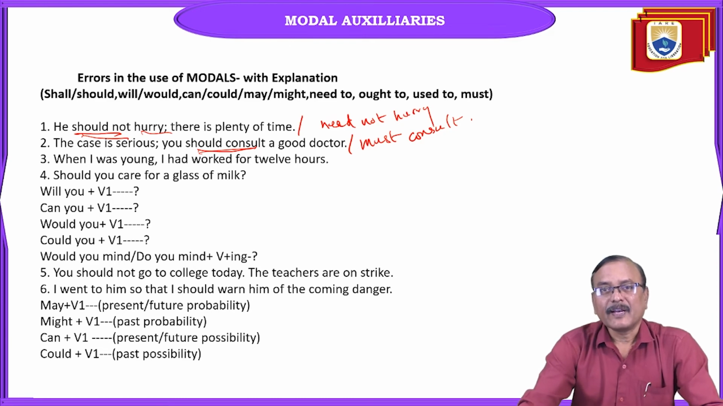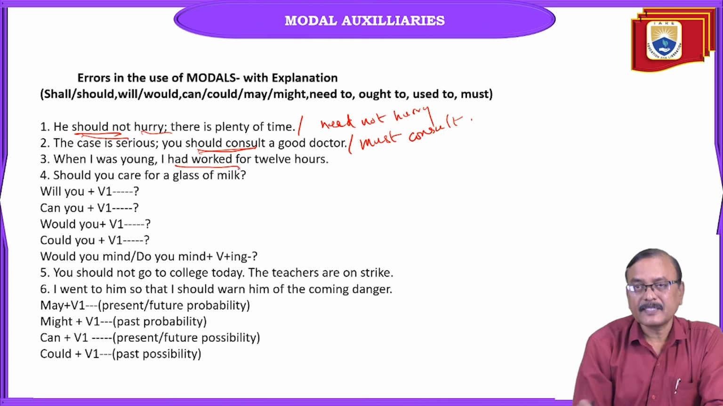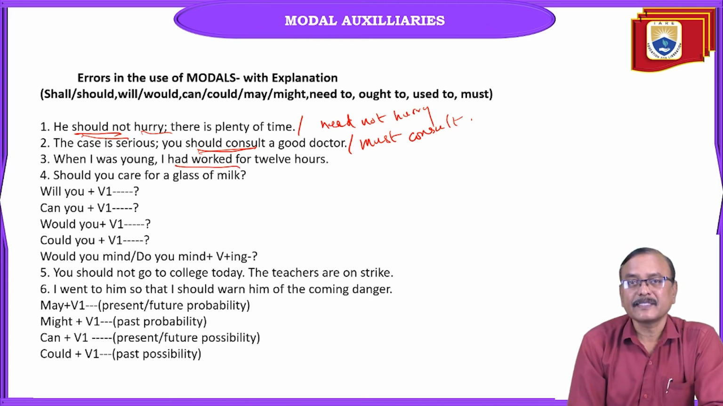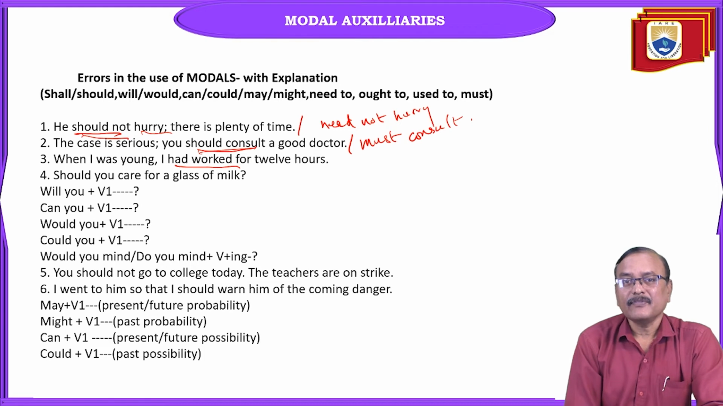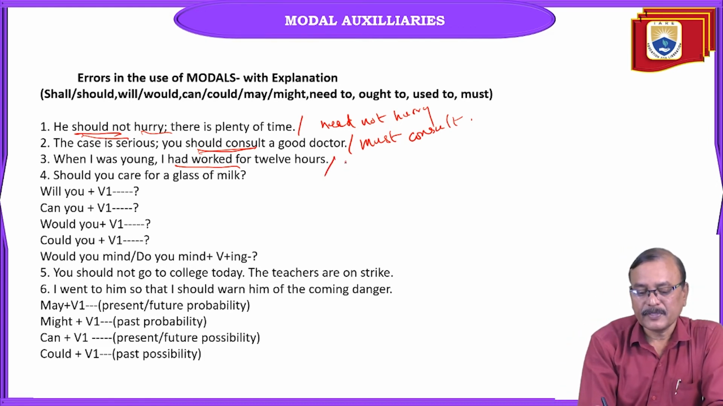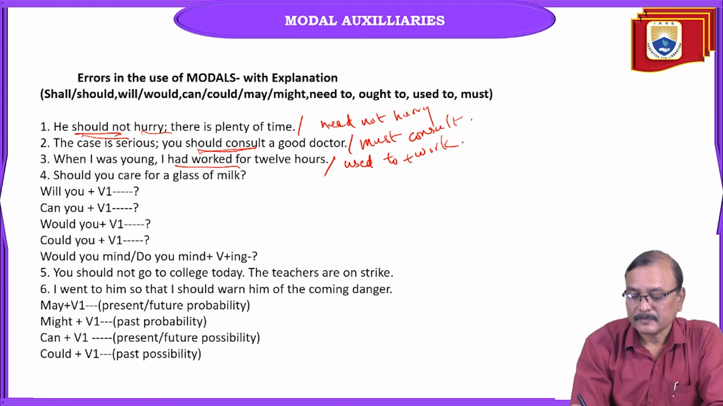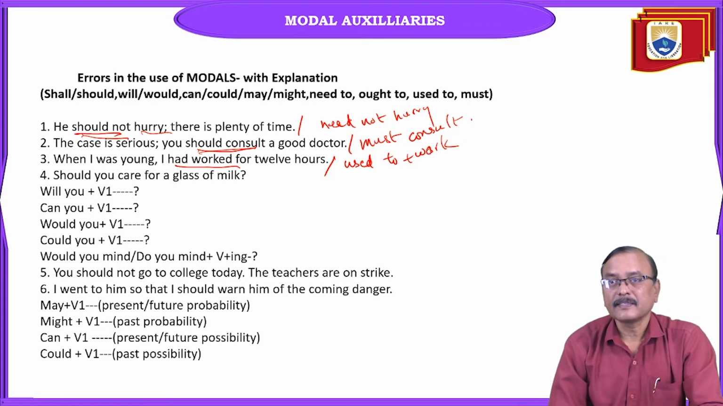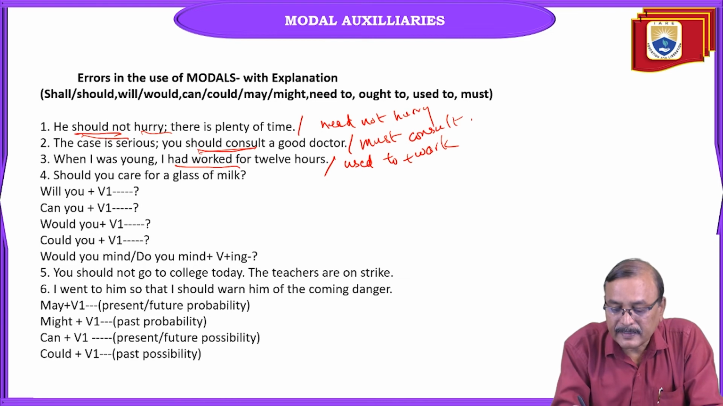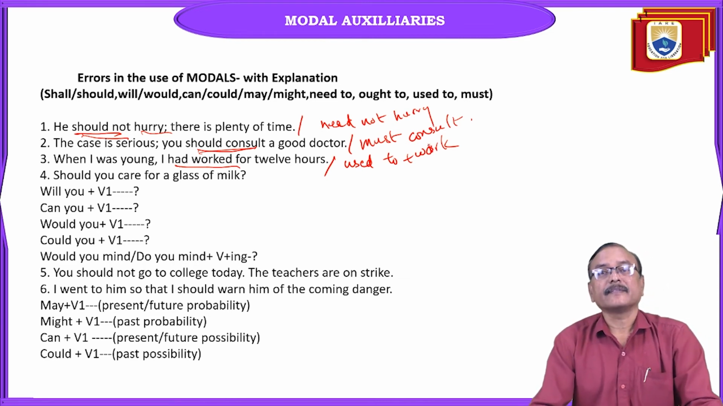Right? When I was young, I had worked for 12 hours a day. When I was young, so we are speaking of past habits. So, here you can use "I used to work." Used to work. Right? When I was young, I used to work 12 hours a day. That is a past habit only.